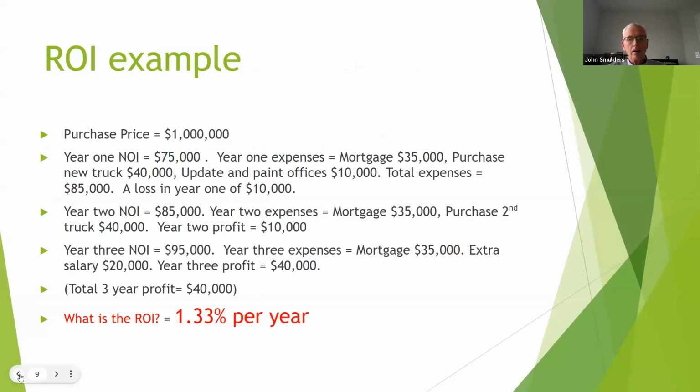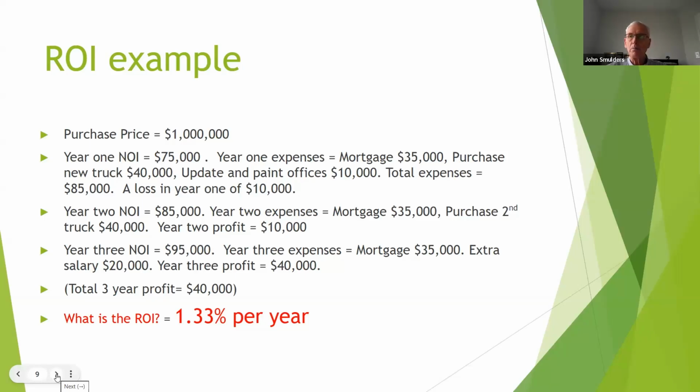Actually, I'll just go back here. Like I said, it's not a great return on your investment, this particular example. You're not making $1 million a year here by any stretch. You're making 1.33% per year. It's not very much, but I made it like this so that you can see the dramatics of it.